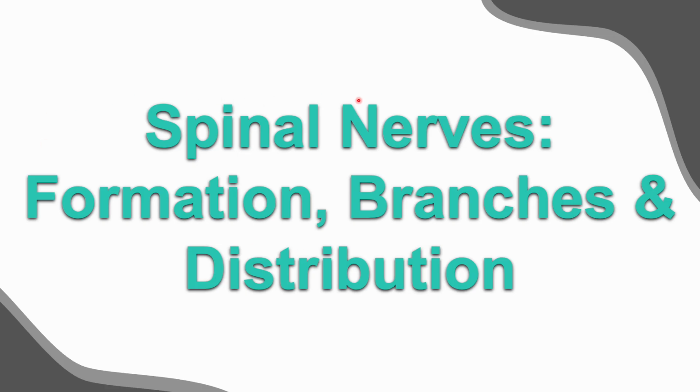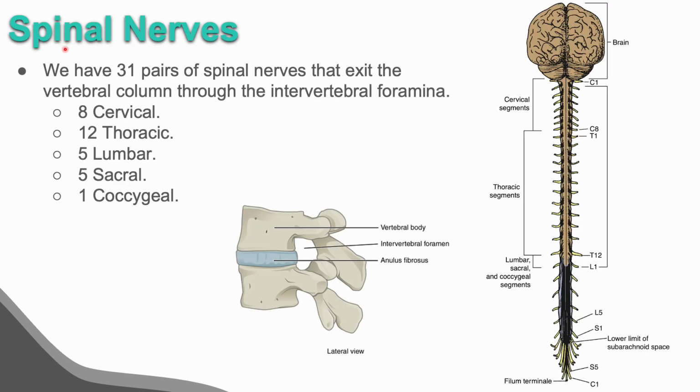Now we're going to be talking about the spinal nerves, formation, branches, and distribution. We have 31 pairs of spinal nerves that exit the vertebral column through the intervertebral foramina, which is this one right here. We have 8 cervical pairs of spinal nerves, 12 thoracic, 5 lumbar, 5 sacral, and 1 coccygeal.